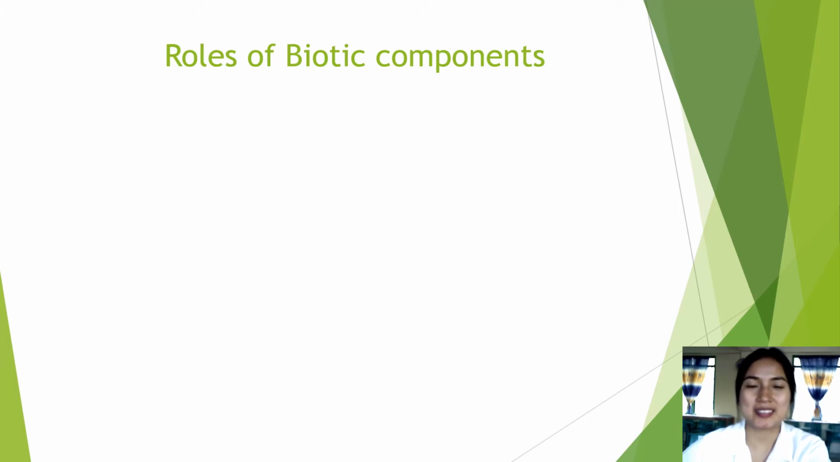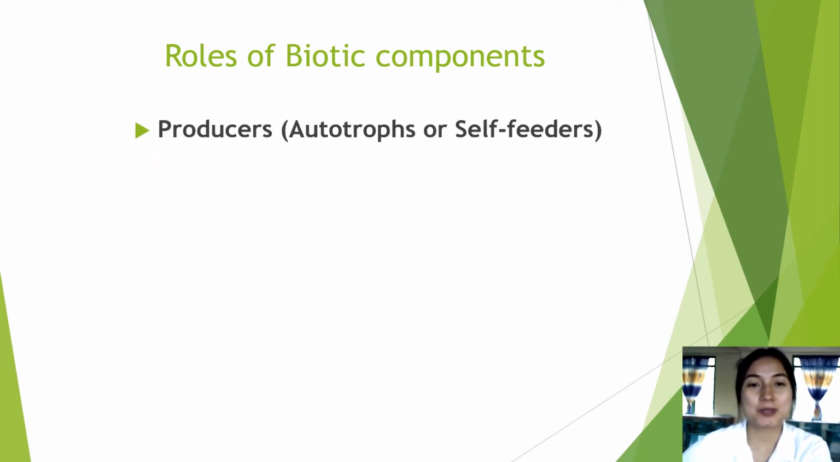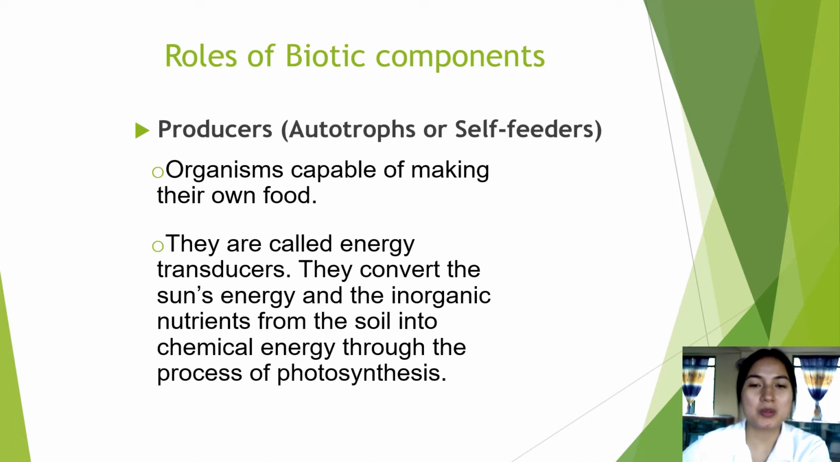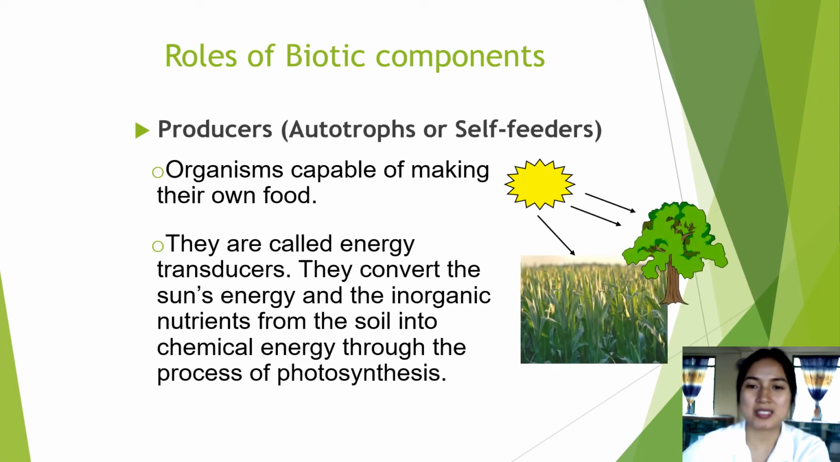What do you think? Okay, so let's have producers, or in other words, autotrophs or self-feeders. These are organisms capable of making their own food. They are called energy transducers. They convert the sun's energy and the inorganic nutrients from the soil into chemical energy through the process of photosynthesis. Yes, that's right.